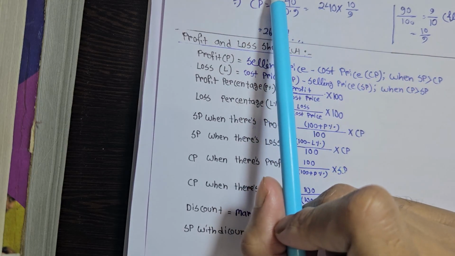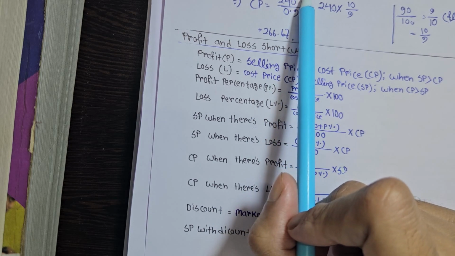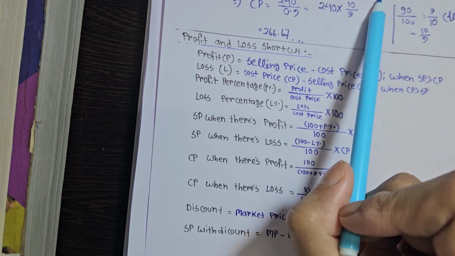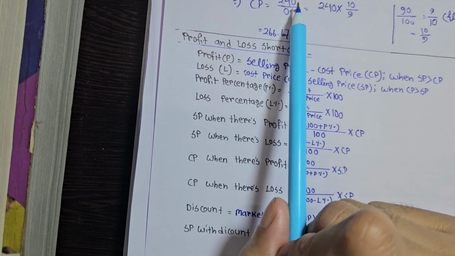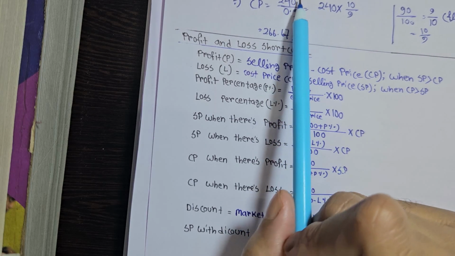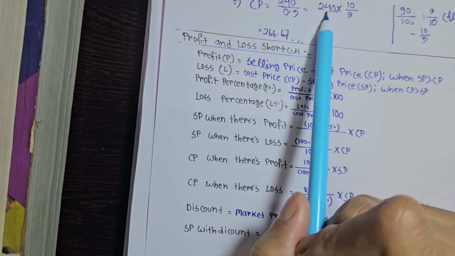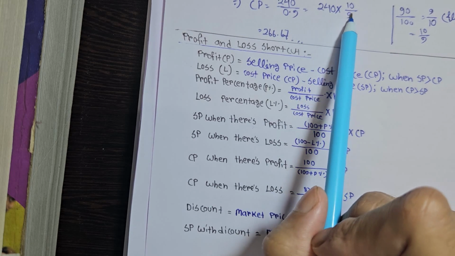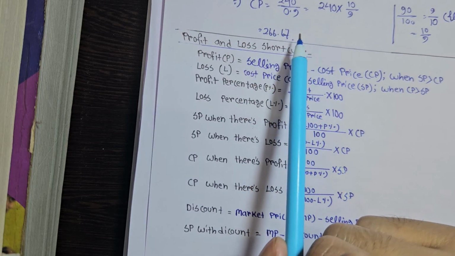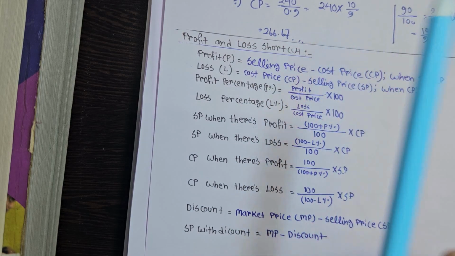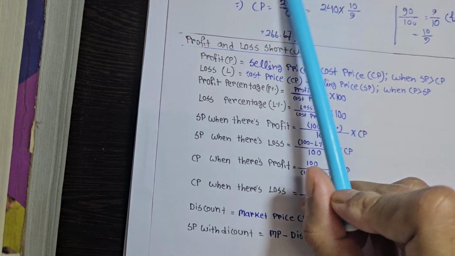So 240 equals the cost price multiplied by 1 minus 0.1, because he had a 10% loss, which equals cost price into 0.9. If we solve it, we get 240 divided by 0.9. If we don't want to do that, we can multiply both sides by 10 and divide 2400 by 9. Or we can do it this way as well: 240 multiplied by 10 by 9, we just flip it and then cancel and do the calculation. It will be 266.67, right? So that is basically how we get the cost price when we have a loss percentage on the selling price.